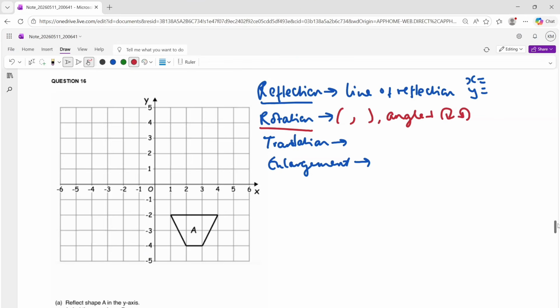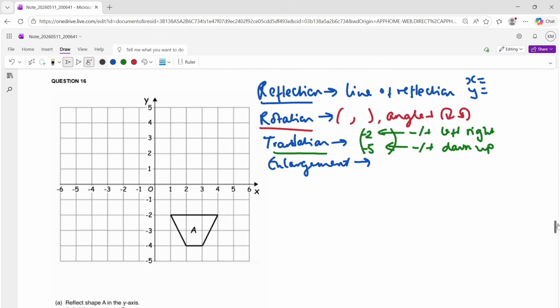Translation, you state that it's a translation. And then you give a vector. So the vector tells you, this number here tells you whether you move left or right, depending on whether it's negative or positive, left, right. And this one here tells you whether you move up or down, down or up, depending on whether it's negative or positive. So for example, if I had 2, 5, that's telling me to go 2 right and 5 up. As I changed it to -2, -5, that's saying 2 left, 5 down.